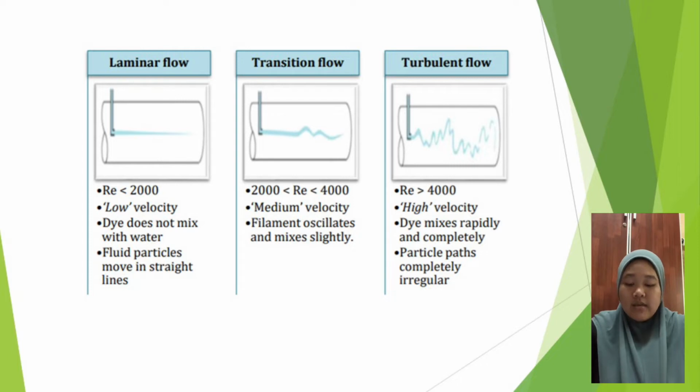Thirdly, turbulent flow. Number 1, Reynolds number more than 4000. Number 2, high velocity. Number 3, dye mixes rapidly and completely. And number 4, particle path completely irregular. That's all for me.